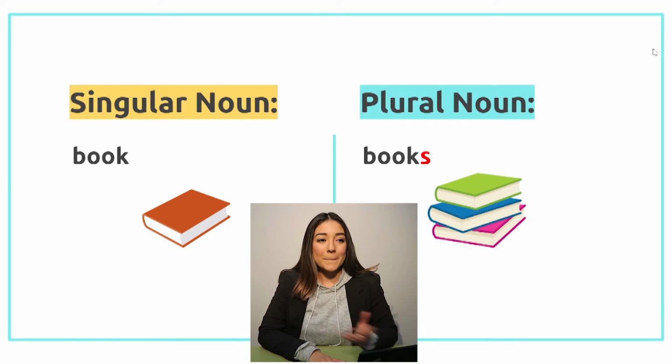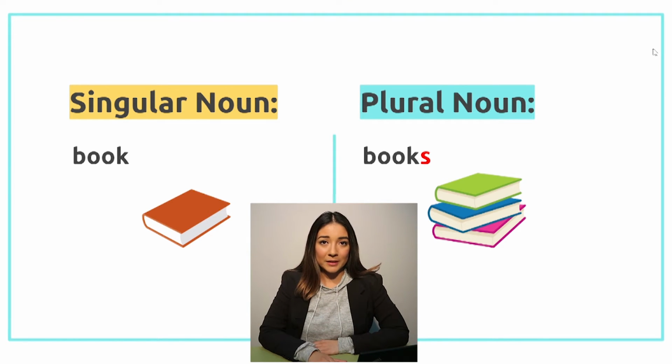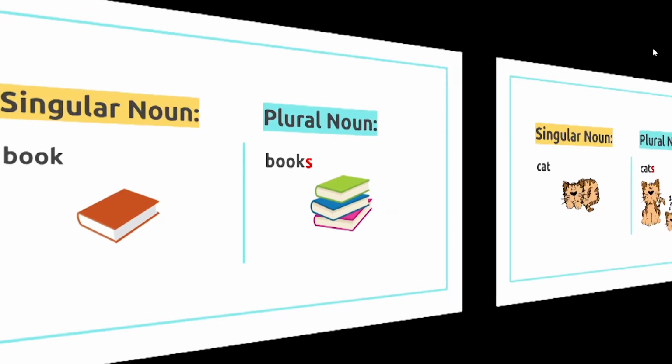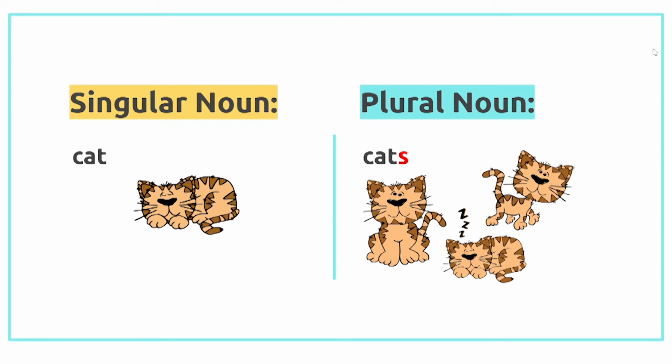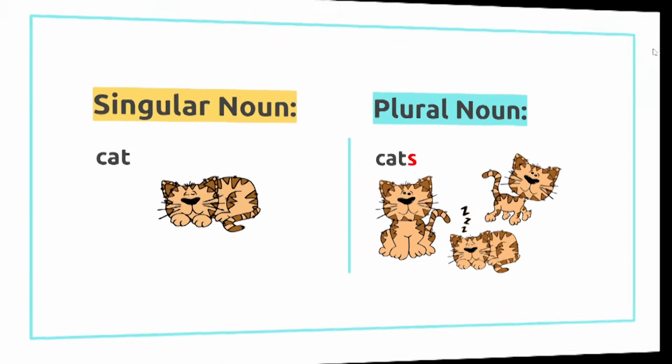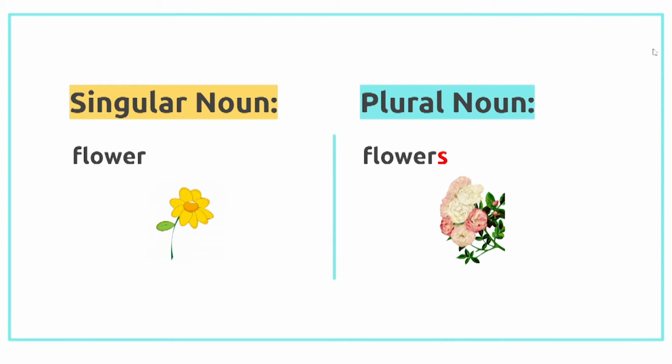Nouns such as book. Book referring to a single book. Books referring to more than one. We can also say cat, referring to one animal, or cats, referring to more than one animal. In this case, the animal being a cat. We could say flower in the singular form, or flowers in the plural form.